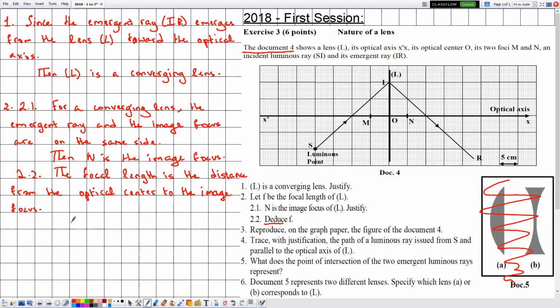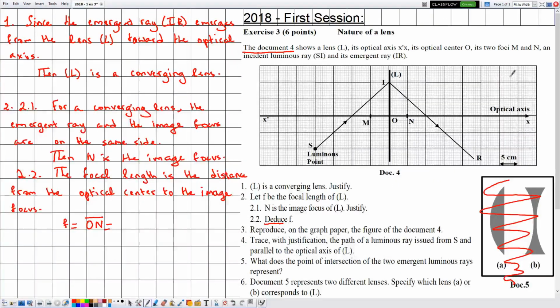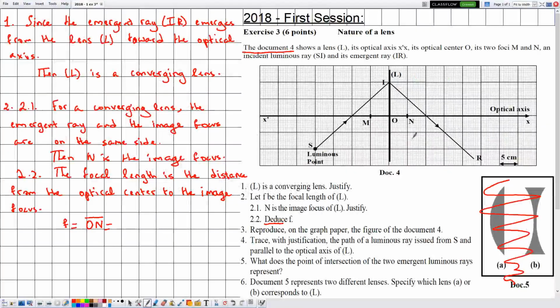And now let's calculate the focal length. So the focal length is the distance from the optical center, which is the point O, to the image focus, which is the point N. And we don't forget the bar, because this distance may be positive or negative. So now the focal length is equal to O N bar, which is the distance from the optical center to the image focus, the point N, which is in the same direction as the positive x-axis. For this reason, the focal length in this case is positive.